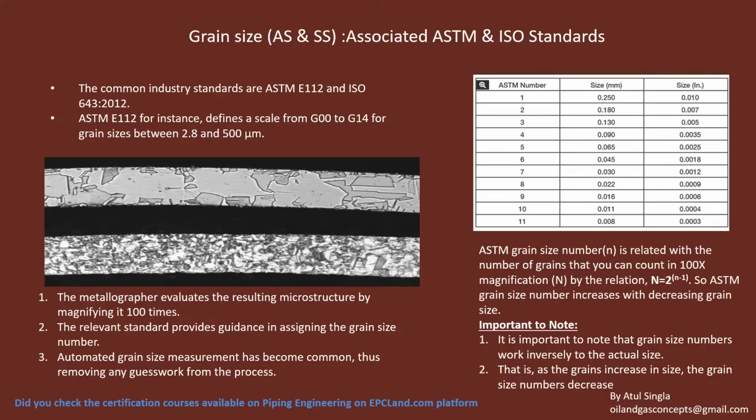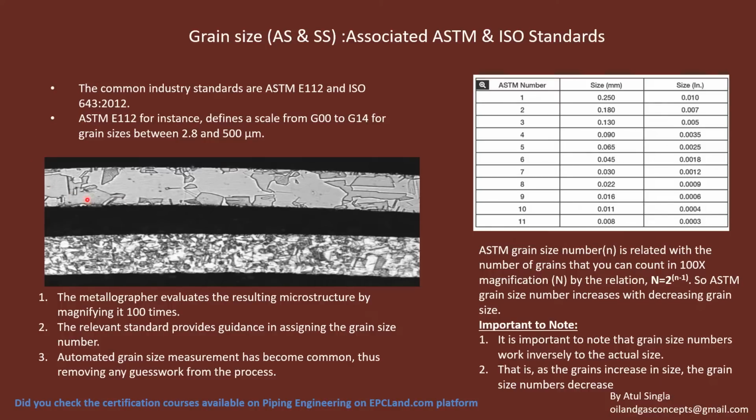Now grain size is really important in metallurgical testing. There are a few ASTM and ISO standards: ASTM E112 and ISO 643. These two standards are generally used to perform grain size testing. So what is the basic criteria there? If you talk about E112, they have defined a scale from G00 to G14, and they are defining the grain sizes between 2.8 to 500 range.